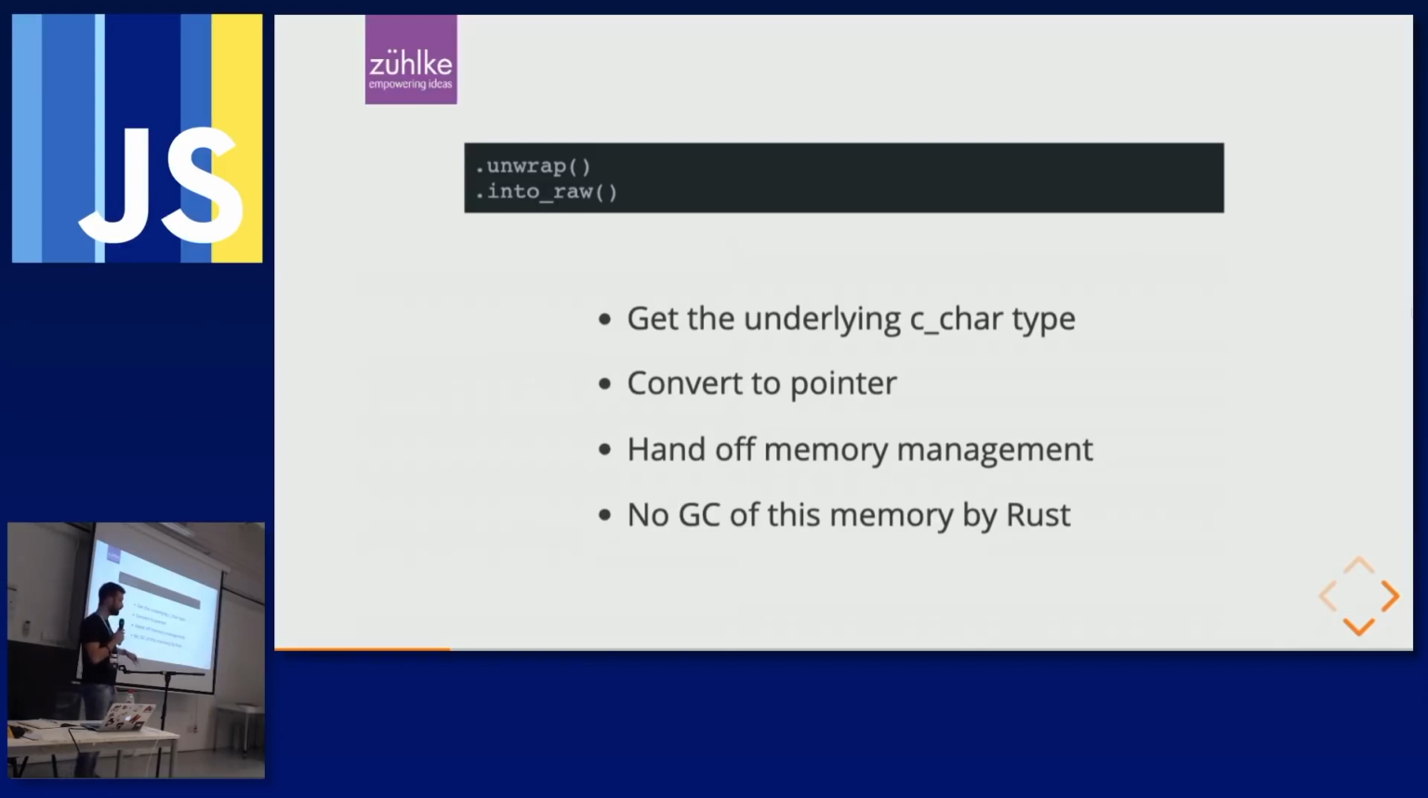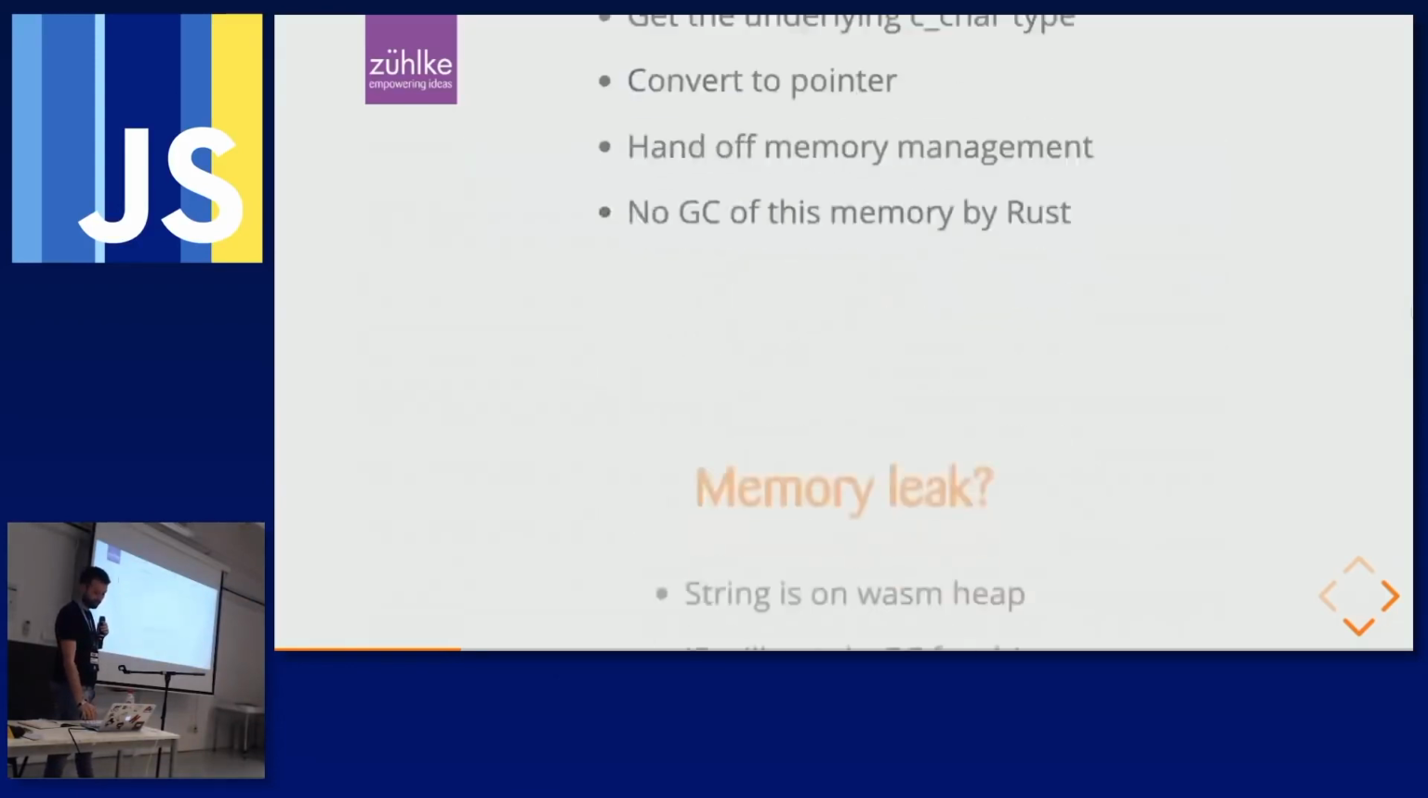Also, a very relevant side effect of that: Rust will not garbage collect it, right? We have to care about that. If we don't use that variable, Rust will eventually go ahead and say, oh, I don't need that string anymore, and kill it. And if we are in JavaScript trying to read that, this will not work. This will throw an exception, obviously. So into raw will do that for us. We will have a pointer, and Rust will not garbage collect it anymore.